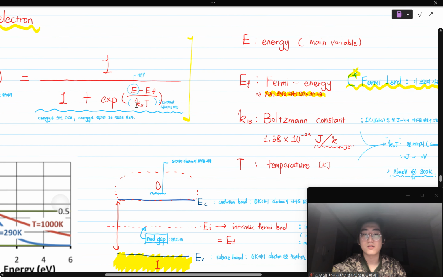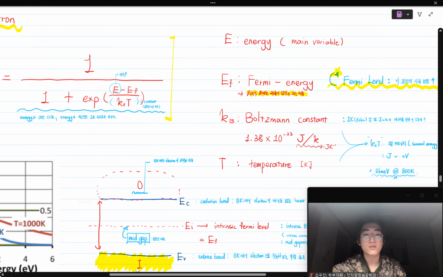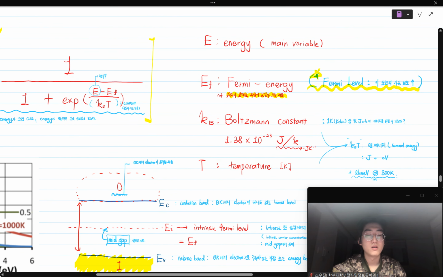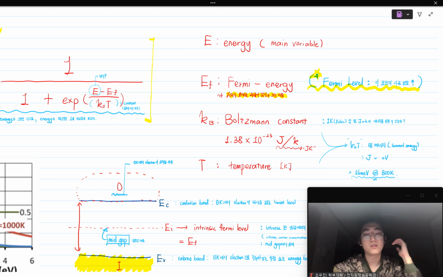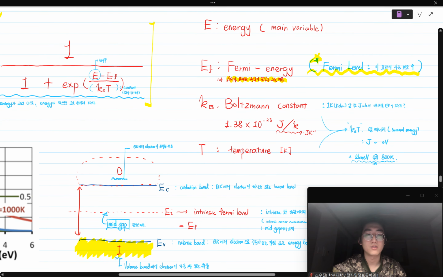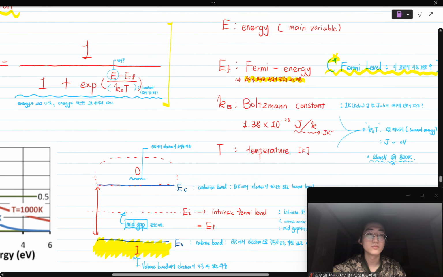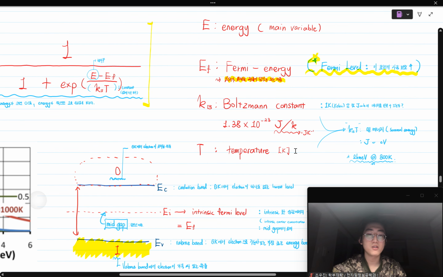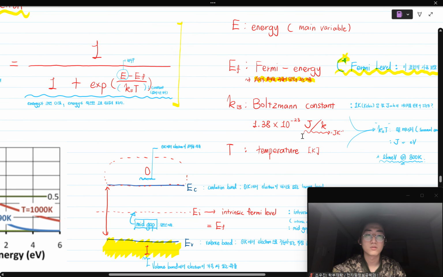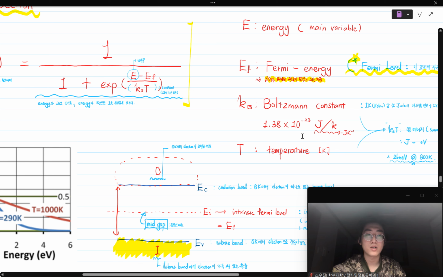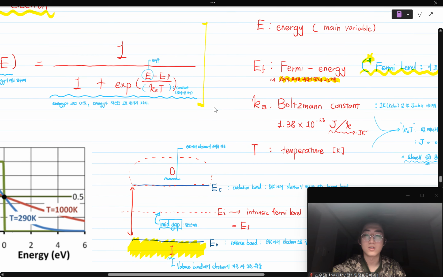and kB is a constant, the Boltzmann constant. Boltzmann constant means what joule of energy we can get at 1 Kelvin, and it has this value, and T means temperature, which should be expressed as Kelvin. So kBT means thermal energy, which can be expressed as joule or electron volt.